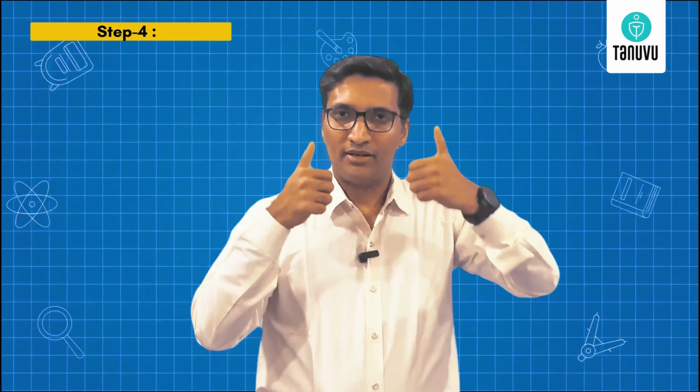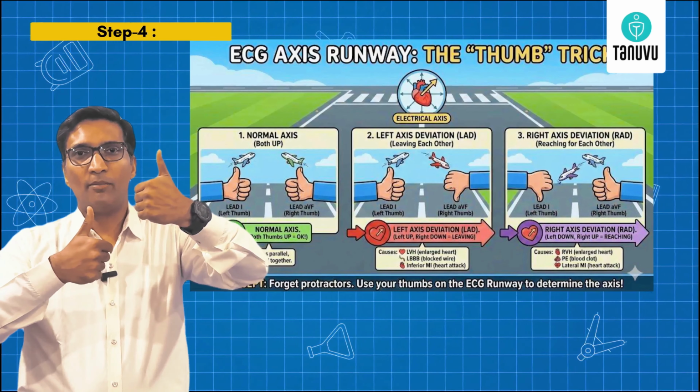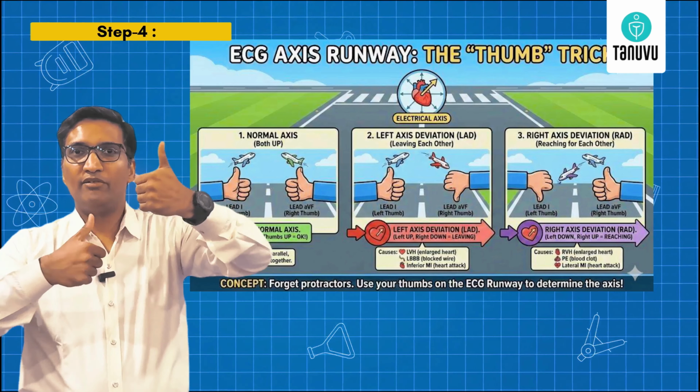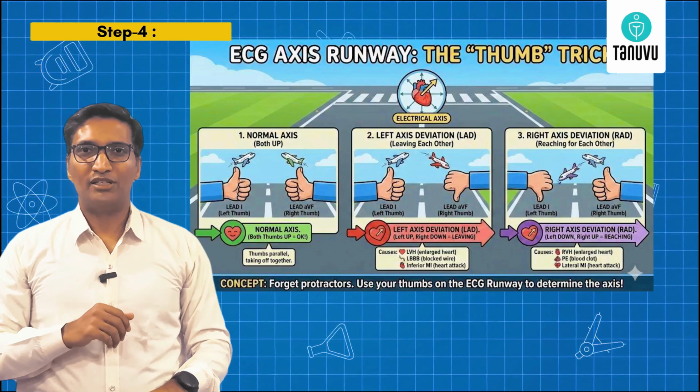So the conclusion is a simple rule of thumb, literally, which is if both leads are upright, then it is a normal axis. If the leads are reaching for each other, it is a right axis deviation. If the leads are leaving from each other, it is a left axis deviation.